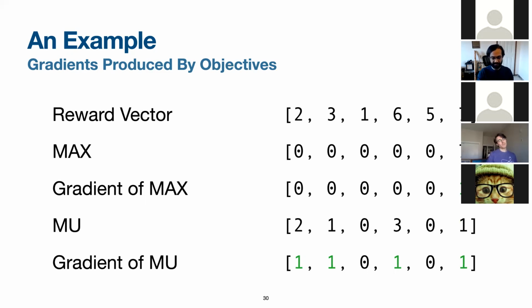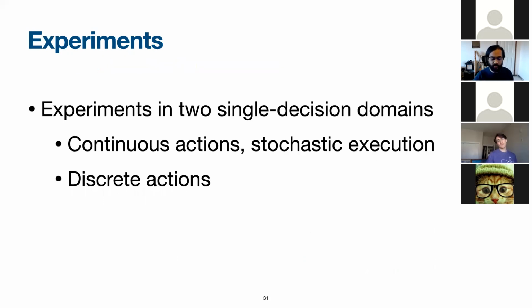All right. To evaluate the performance of our proposed candidate generator, or our learning objective, we looked at experiments in 2 single decision domains. We looked at one continuous action domain with stochastic execution, and one domain with discrete actions and deterministic execution. For each domain, I will describe the setting, explain how we generate candidate actions, how we compute the gradients, and some experimental results.